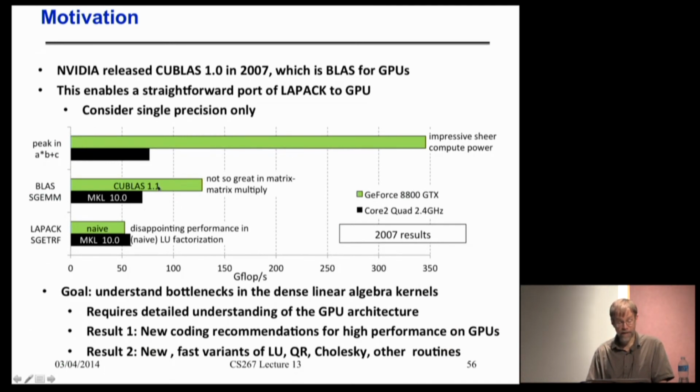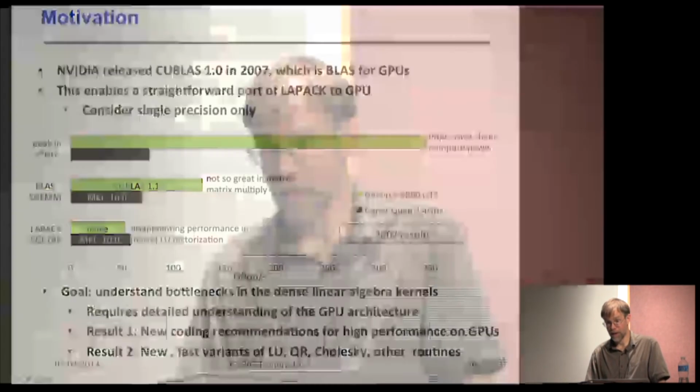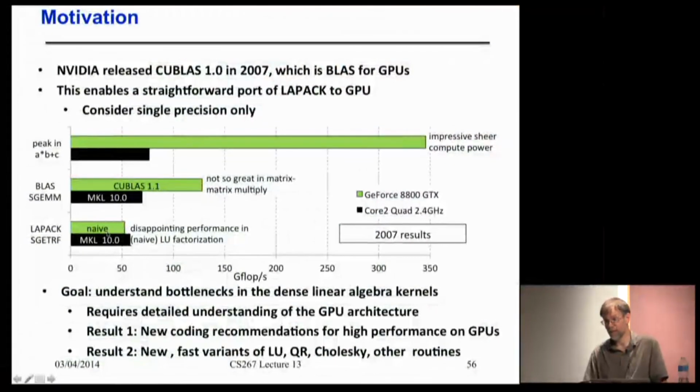Now, if you asked it to do matrix multiply, it was also a lot faster than MKL, but it wasn't nearly as much of a speed up as that. And if you just took that algorithm I showed you and made it all run in the GPU, the blocked Gaussian elimination, it went slower than the CPU. So clearly, something was wrong. We needed new ideas, and that's what this paper was about.